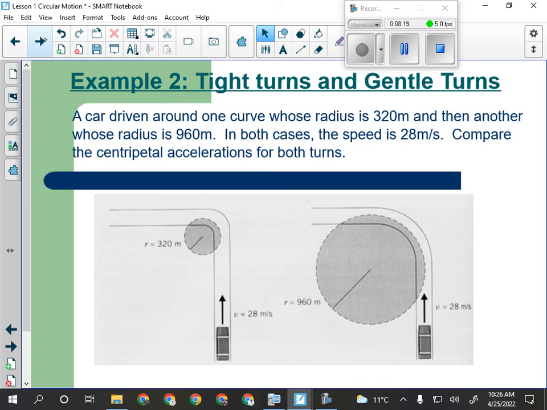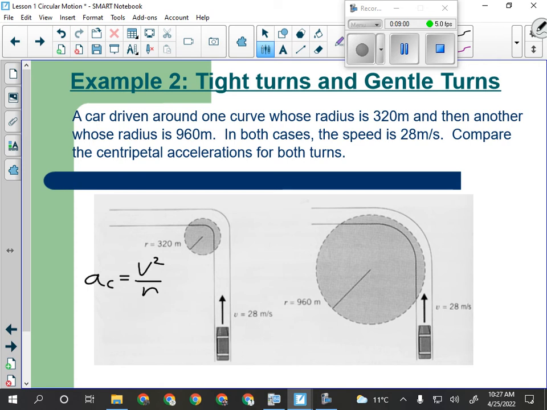if I go around that 320 meter corner, I'm going to experience, or require, a rather large centripetal acceleration. Centripetal acceleration is v squared divided by r. It's the formula we talked about before the break. We actually don't use it all that often. So if I go around the corner at 28 meters per second and the radius is 320 meters, this is going to be a pretty big number, right? 28 squared divided by 320 is going to give me a pretty big number.